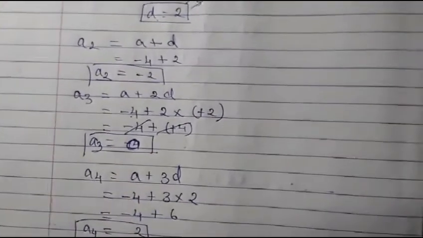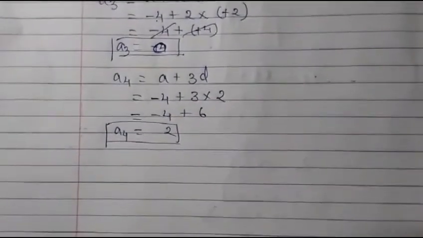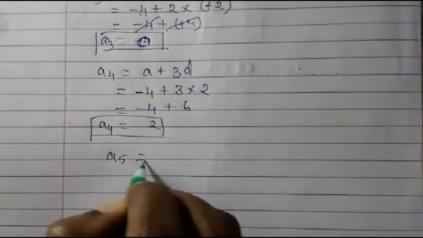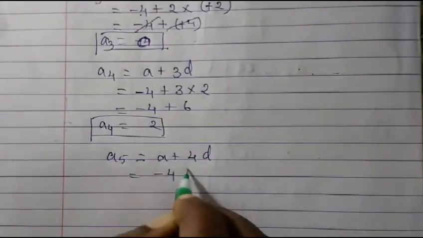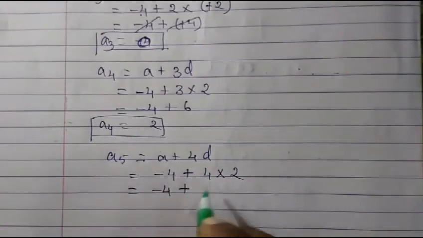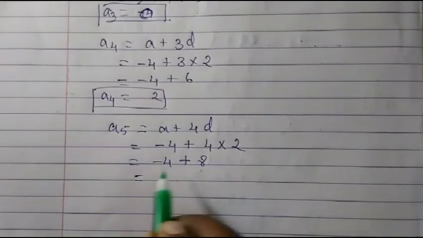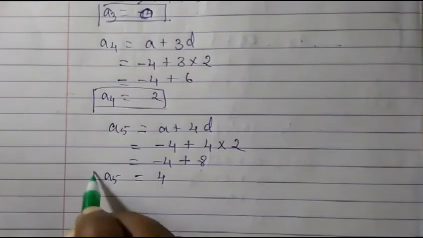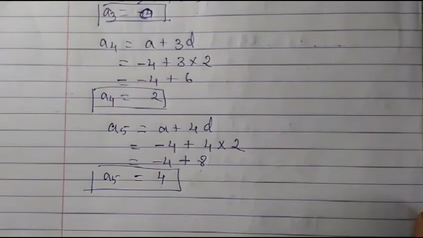And then A5 is A plus 4D. So A is minus 4, plus 4 into D, which is 2. So minus 4 plus 8, 4 2s are 8. So plus 8 minus 4 will give us plus 4. So A5 is plus 4. So we got the value for all the 4 terms.